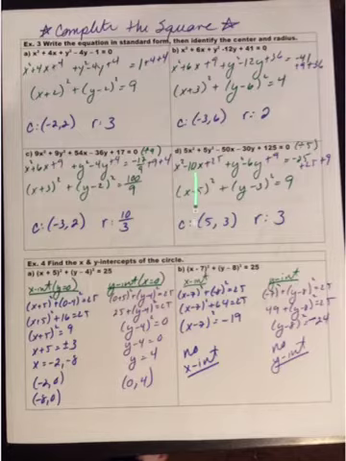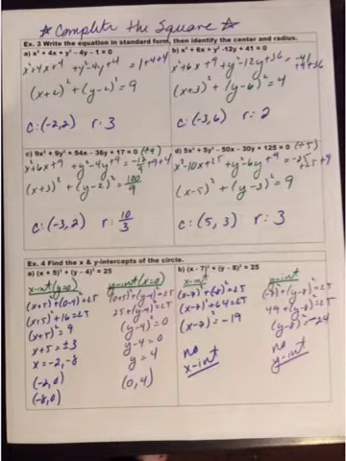Half of 10 is 5. 5 squared is 25. Add it to the left, add it to the right. Half of 6 is 3. 3 squared is 9. Add it to the left, add it to the right. So this factors to x minus 5 squared. This factors to y minus 3 squared. The 25's cancel, so we're left with 9. So our center is 5, 3, and the square root of 9 gives us a radius of 3.